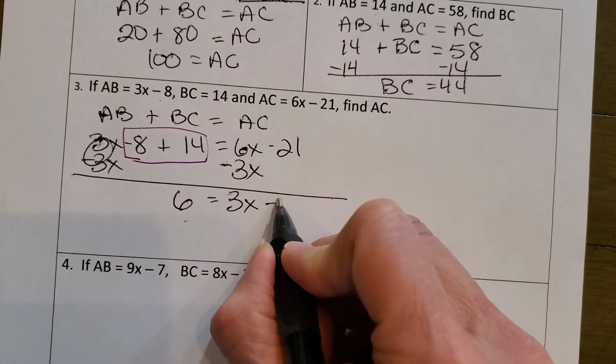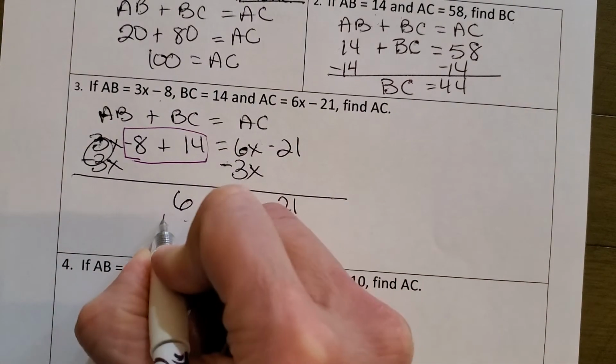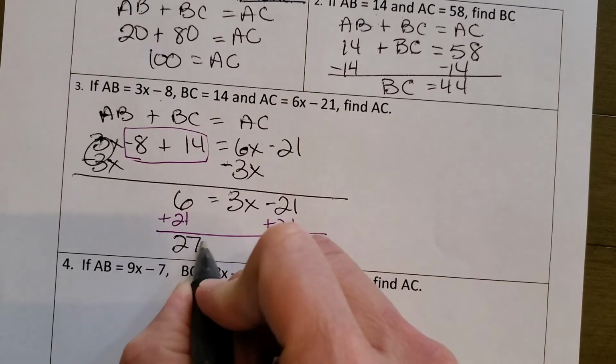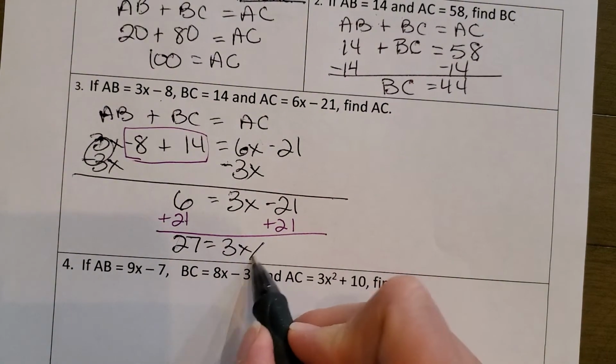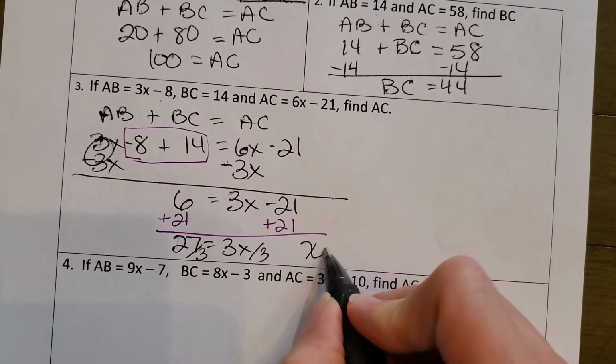But I still have a 21 over here. Since I chose to get all my x's on the right side, I'm going to have to move my numbers to the left side. So I'm going to add 21 to both sides so that I can get all the numbers on that side. And 21 plus 6 is 27. And my final step to get x alone is to divide both sides by 3. And when I do that, 27 divided by 3 is 9.